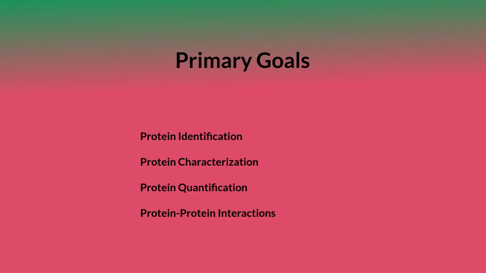The primary goals of proteomics are protein identification, that is determining the identity of proteins present in a sample. And one way this can be done is by mass spectrometry. Protein characterization, that is understanding the structure, function, and post-translational modifications of proteins. This involves studying aspects such as protein folding, interactions, and modifications like phosphorylation, glycosylation, and acetylation.